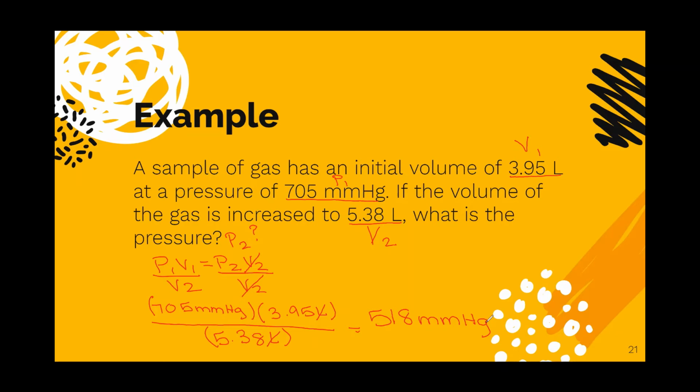Now, before we move on, let's think about, does our answer make sense? So we know that if volume increases, our pressure should decrease. If we look at our before and after, we went from 3.95 liters to 5.38 liters. So our volume increased, which means what we should have seen is our pressure decrease. My pressure went from 705 millimeters of mercury to 518. So that actually makes sense. That is a good way to check to make sure that you set up your problem right and plug things in correctly.